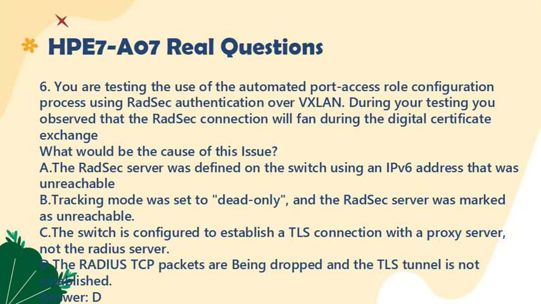A. The RADSEC server was defined on the switch using an IPv6 address that was unreachable. B. Tracking mode was set to dead only, and the RADSEC server was marked as unreachable. C. The switch is configured to establish a TLS connection with a proxy server, not the RADIUS server. D. The RADIUS TCP packets are being dropped and the TLS tunnel is not established. Answer: D.